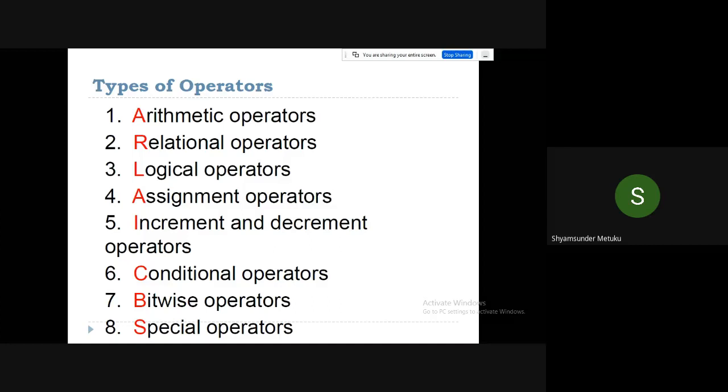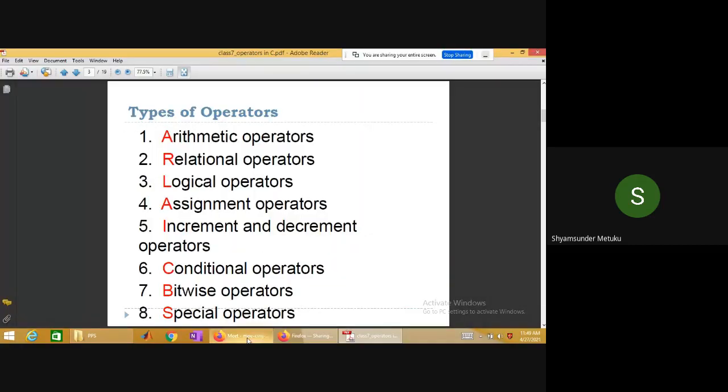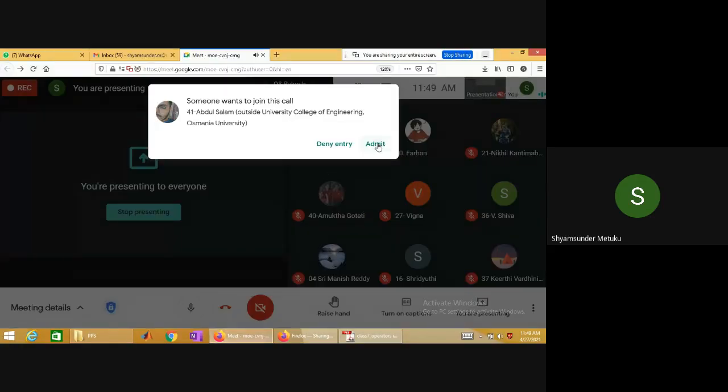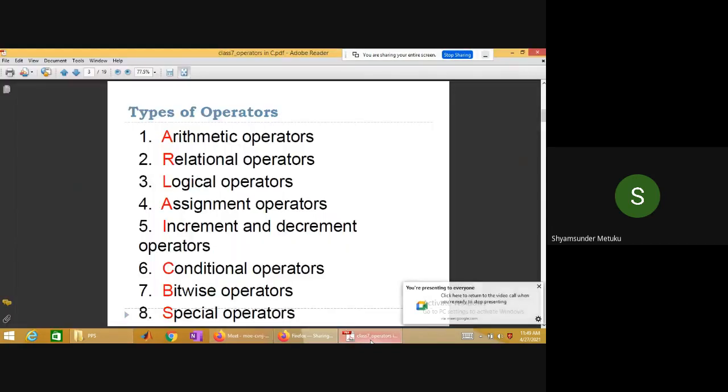Then the second group is called relational operators. When I say relational operators, we're trying to compare two different data items. That is the meaning of relational operators. Something like comparing your marks, right? Who is the topper of the class? Generally we compare the marks. Whoever gets the highest marks, we call the topper of the class. Then who is second, who is third. So relation is all about comparison.